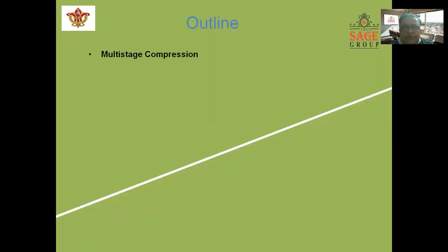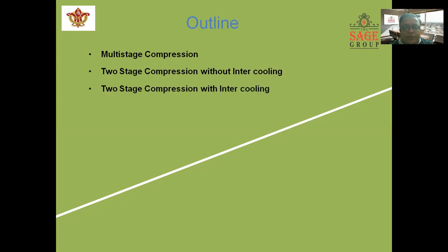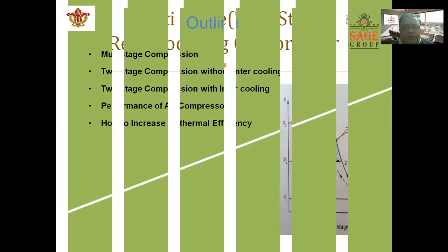Before going to the main slide, today I will discuss the outline: multi-stage compression, two-stage compression without intercooling, two-stage compression with intercooling, performance of the air compressor, and how to increase isothermal efficiency. This is today's outline.